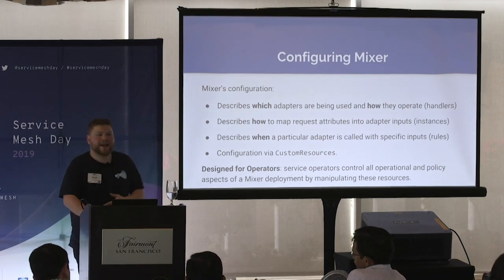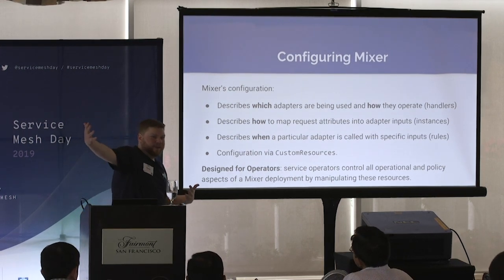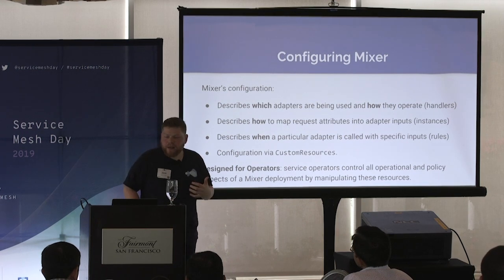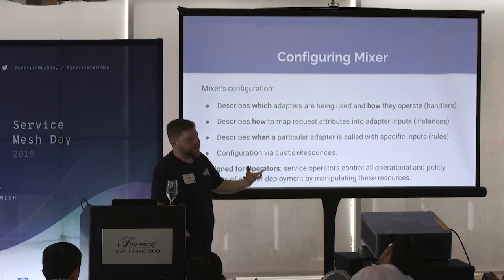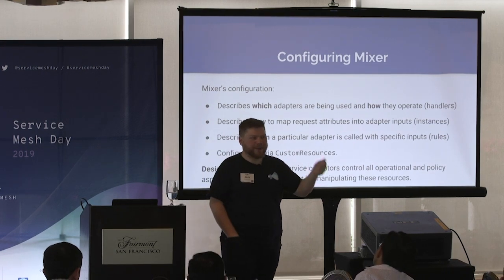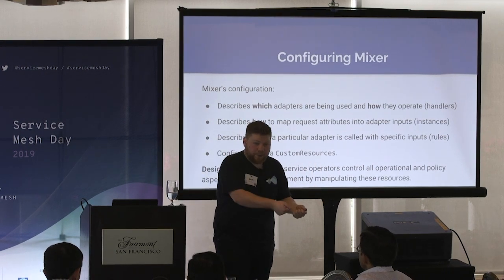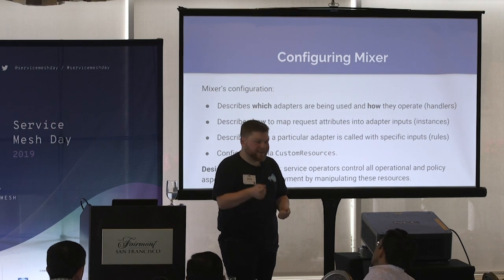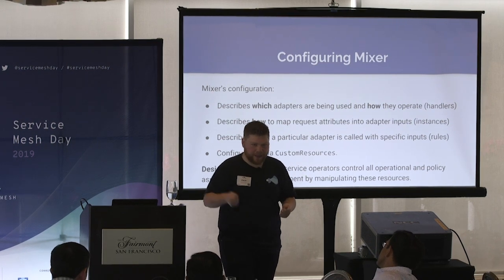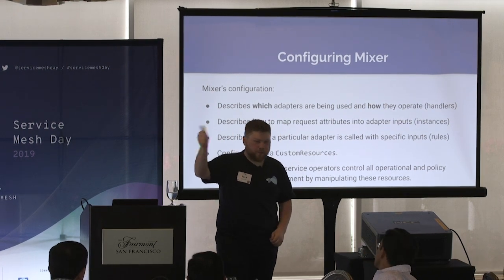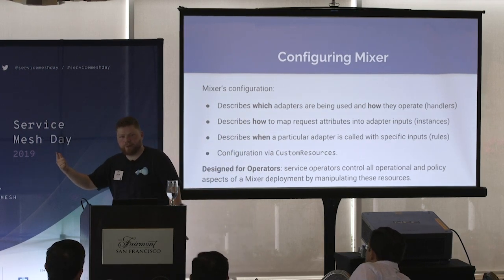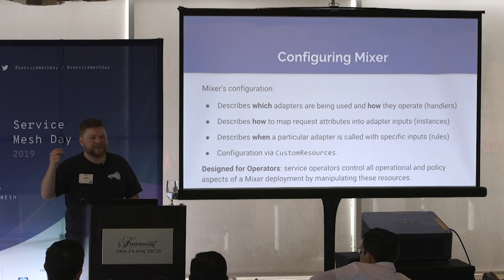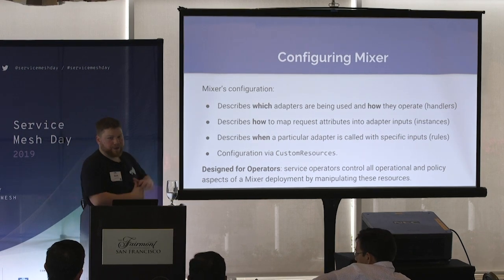Okay, so given that we have adapters, we have these attributes that are coming in, how do we fit the two together? The first thing that we have are handlers. A handler is an instantiation of an adapter. I have a Prometheus adapter. A Prometheus handler is a specific instantiation that has configuration. It knows where it's going to put the Prometheus metrics on the Mixer server. It knows what the shape of the metrics are. It knows everything that Prometheus needs to know to export metrics.